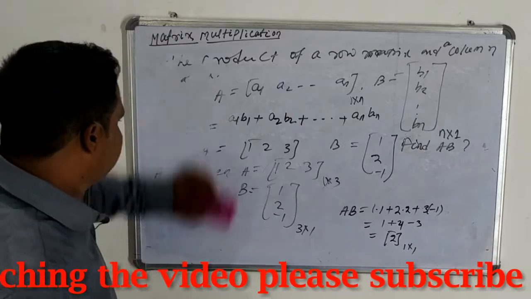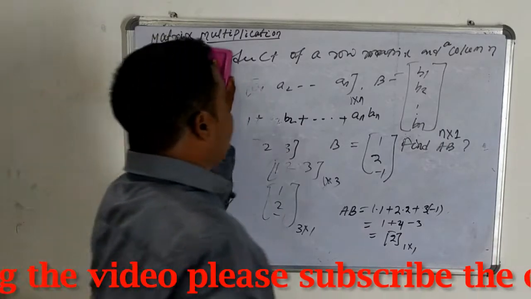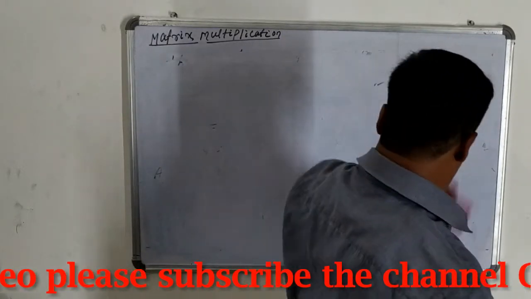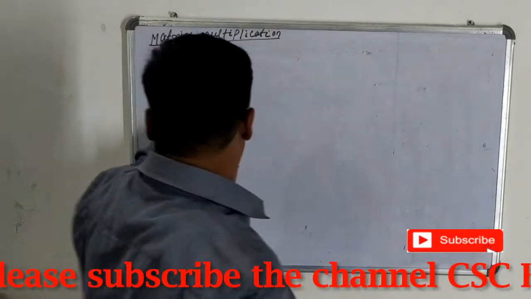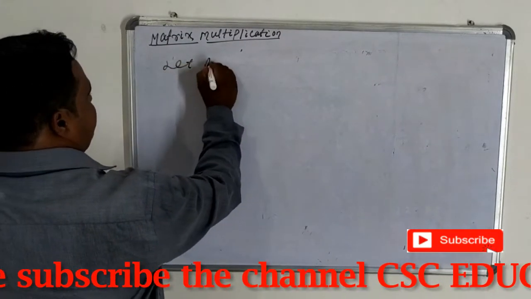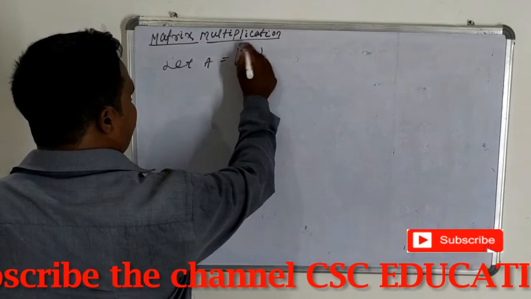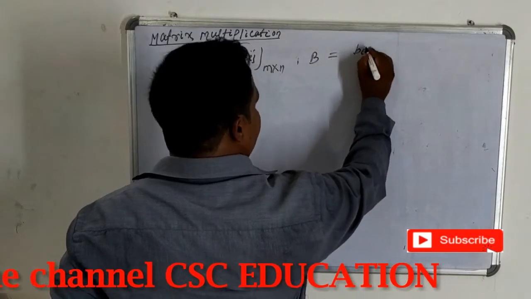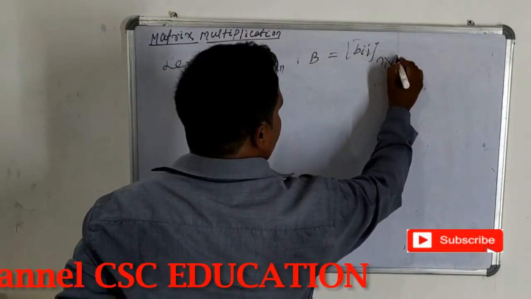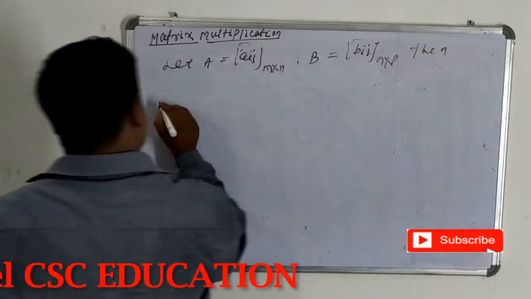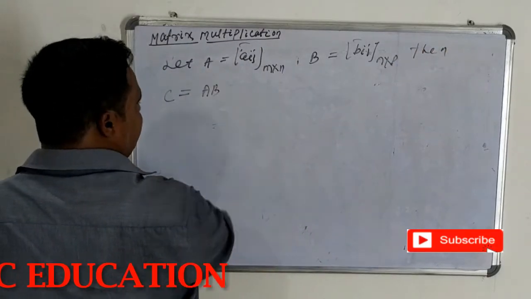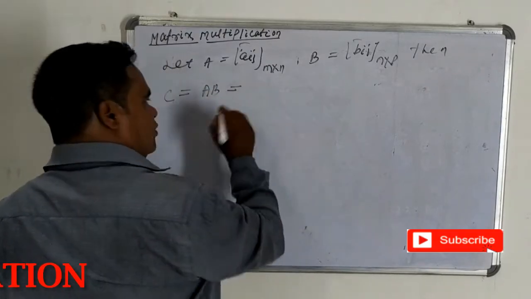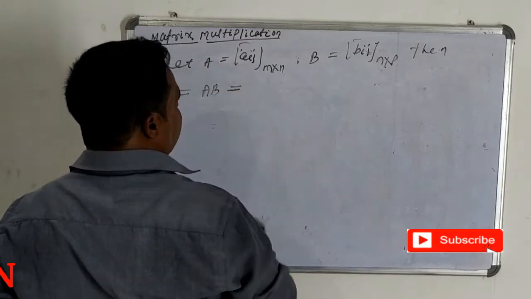Now again I will discuss matrix multiplication of different or several matrices. Suppose A is a matrix with elements Aij of order m by n, and B is a matrix with elements Bij of order n by p. Then the matrix multiplication is C equals A multiplied by B. First we have to check.